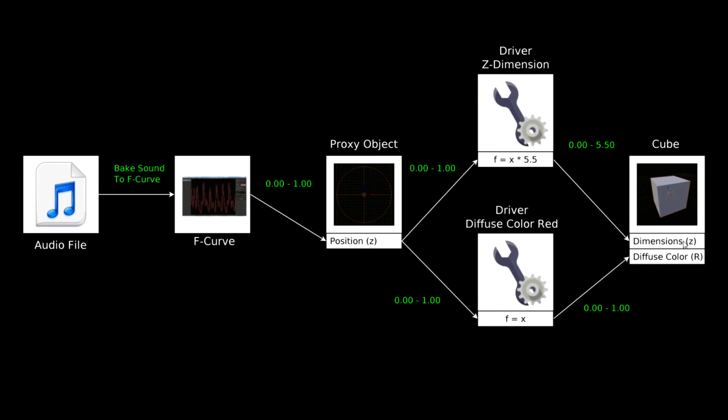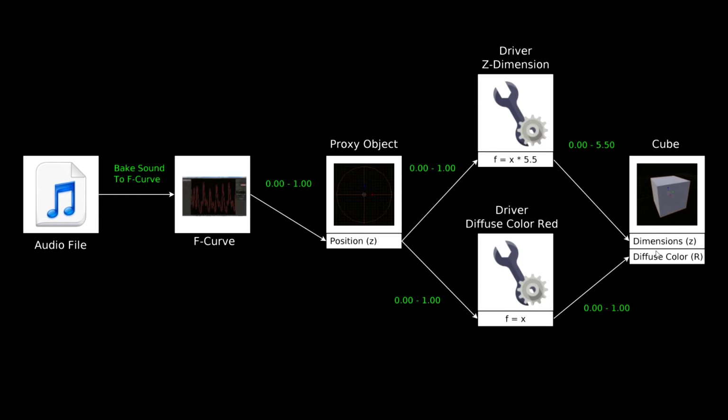Let's go to the cube. The cube's properties, the dimension Z and the diffuse red color, they have drivers attached to them. You will learn later what drivers are. And those drivers reference an object's property or many properties of an object. Oh, I'm struggling already with my English. But in this case, they just reference the position Z of the proxy object. You can think about it that way.